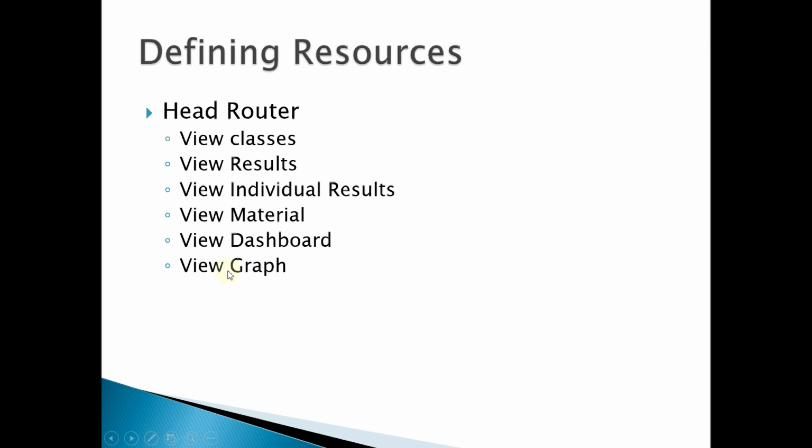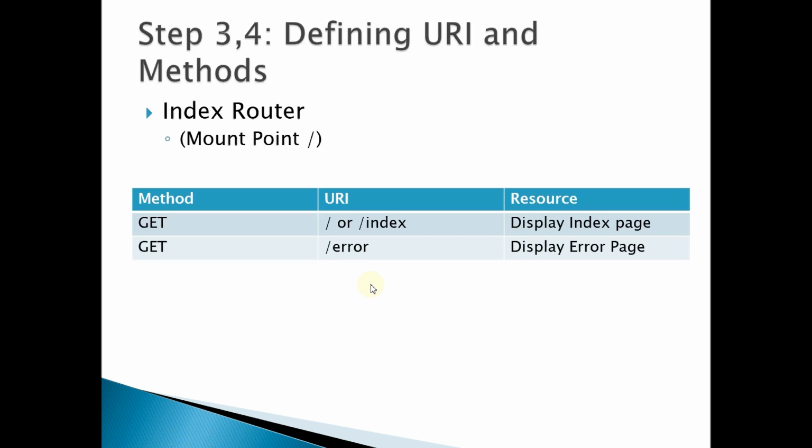So we have defined the second step. In that step, we have identified all the resources that need to be provided to our end users. In the third step, what we will do is define the URIs and methods to access that router.